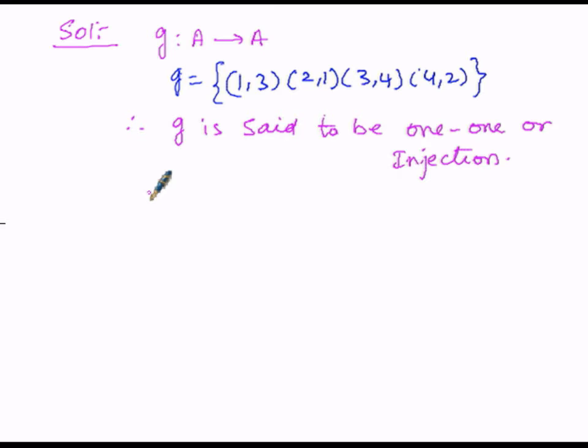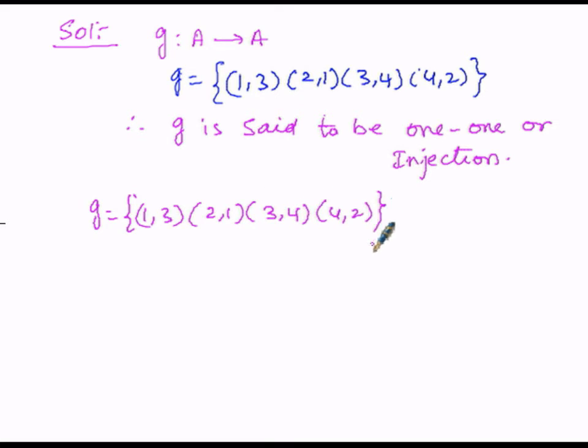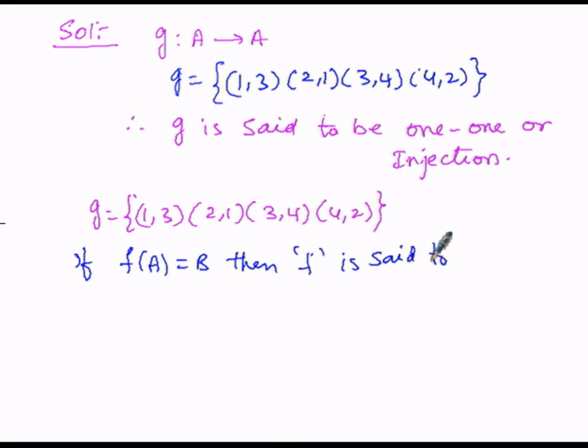So here to prove it is onto, the function g is given by 1, 3, 2, 1, then 3, 4 and 4, 2. But here we have to prove f of A equals B. So here if f of A equals B, then f is said to be onto, or in other words a surjection.